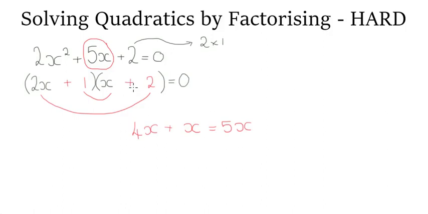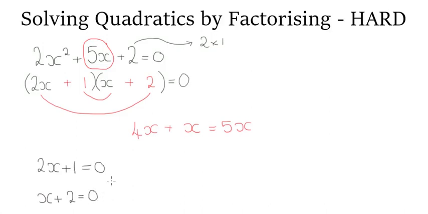Amazing. Okay, so we have factorised this perfectly. But how can I solve this? So remember, for us to solve, one of these brackets needs to be equal to 0. So let's set both of them equal to 0. 2x plus 1 equals 0, and x plus 2 equals 0.